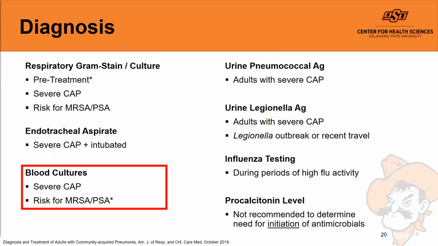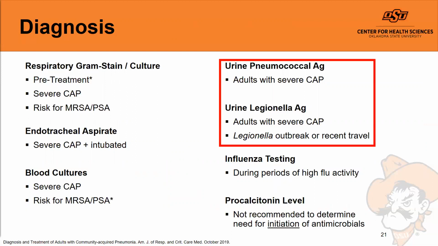For blood cultures specifically, recommendations are actually quite similar. The guidelines state that blood cultures are not routinely recommended for outpatient treatment, or for inpatient treatment for non-severe CAP. But of course, clinical judgment can be used. They do recommend obtaining them if you're empirically treating with pseudomonal or MRSA agents. The reasoning behind that is that the yield of obtaining a positive blood culture in those specific situations is relatively low.